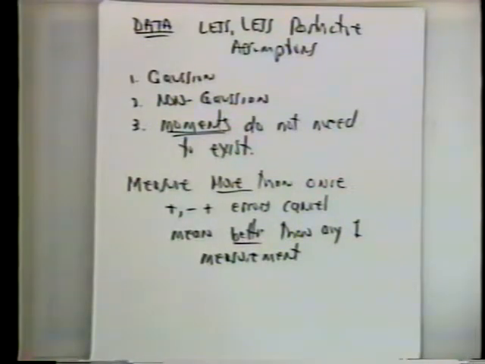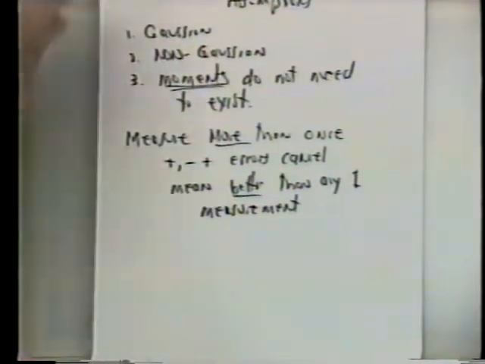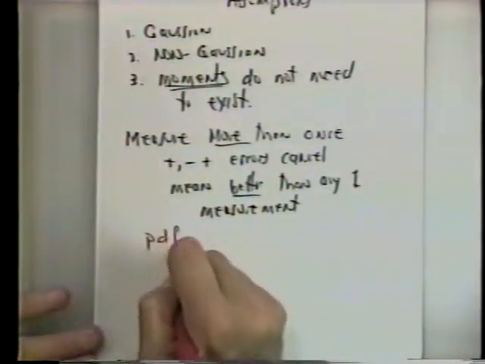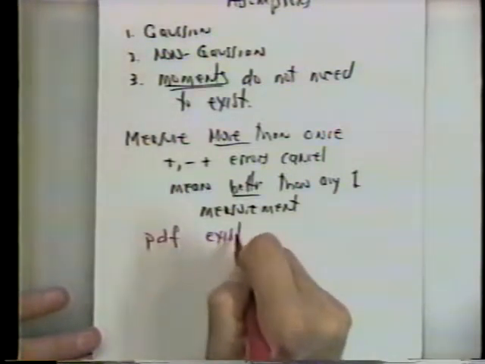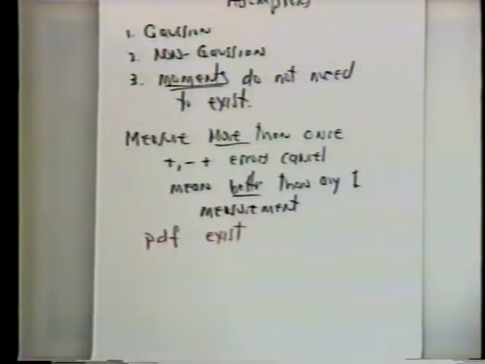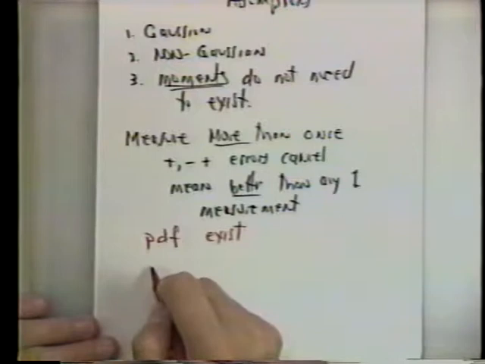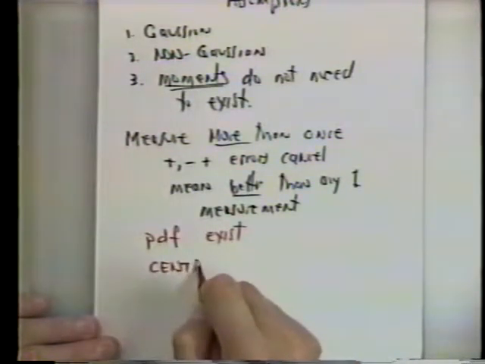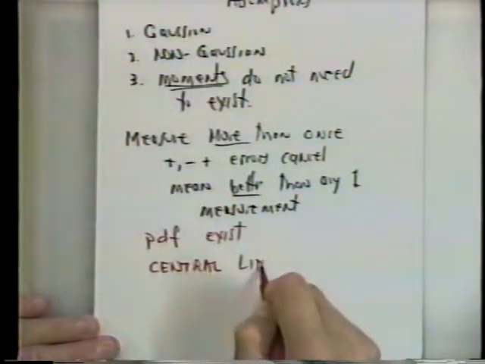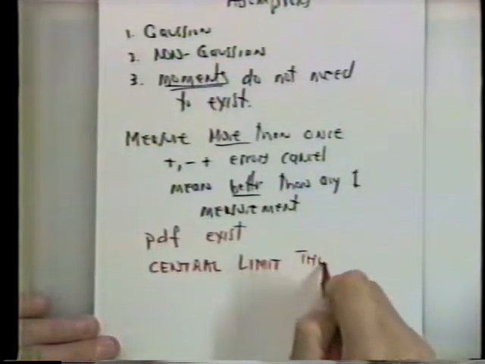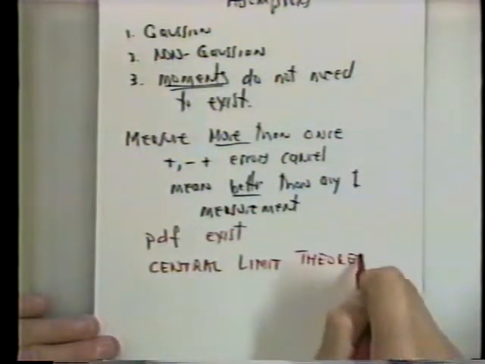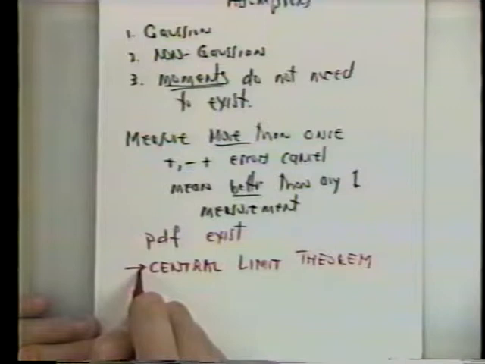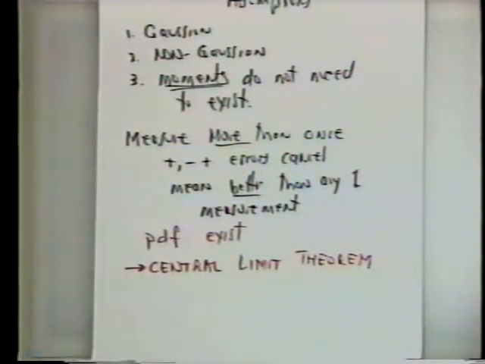Now, this is based on assumptions, and it's based on a number of assumptions. It's based on the assumption that the probability density functions exist. It's based on the assumption of a theorem which is called the central limit theorem. The central limit theorem in some ways goes back a very long while.